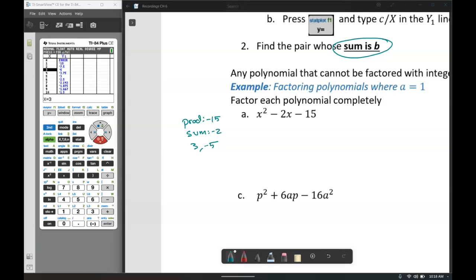So what we're doing with these two numbers is we are rewriting the middle term to be the sum or difference of both of these. So we have x squared plus 3x minus 5x minus 15. So these two polynomials are equivalent. We've just rewritten this middle term into these two. And then we factor by grouping. First term and second term.